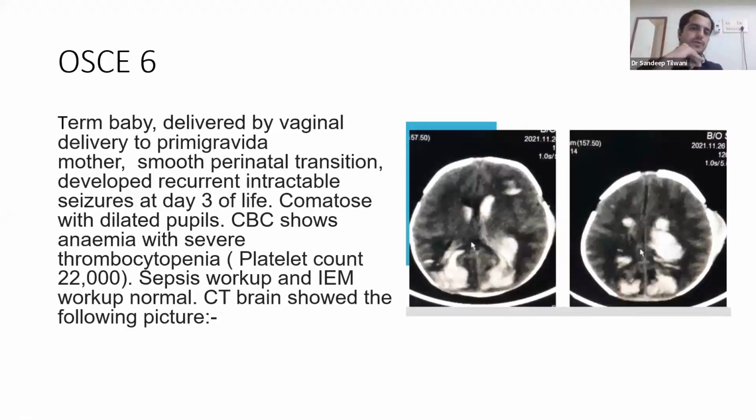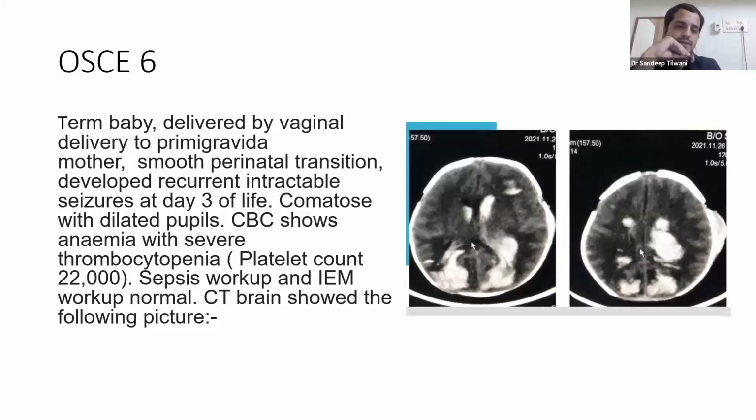So this is a clinical case. Here is a term baby who was delivered by vaginal delivery to a primigravida mother, and there was smooth perinatal transition. He was shifted to the mother side and taking feeds well. But suddenly on day 3 of life, there were recurrent intractable seizures. When the child was brought to the NICU, he was almost comatose, and the pupils were dilated, non-reactive to light.